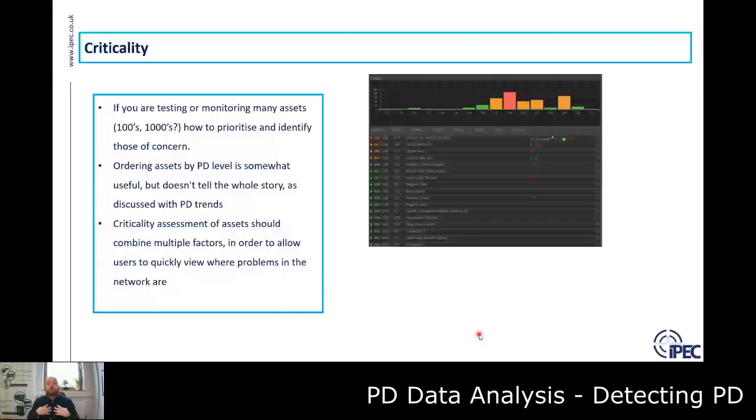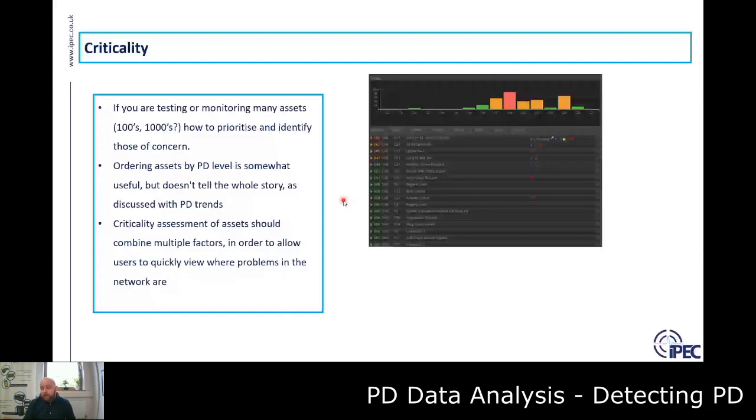So it's impossible as a user to go into each asset and look at the trends of data, because that would just take up too much time, too much resource. So it's important above that to build a mechanism or a method to, if you like, rank the severity of our PD data. So the way we do this is with criticality.